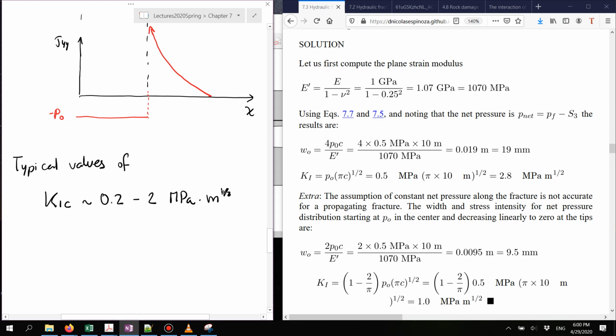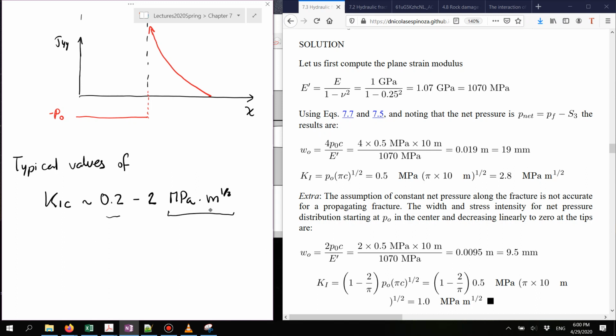Some shales, very strong shales, have a toughness which is closer to 2. Other less cemented rocks have a toughness closer to this value. Uncemented rocks have no fracture toughness at all. I hope that you notice what these sort of weird units are, and notice that this is a product of a stress times the square root of length. That's why we have those units.